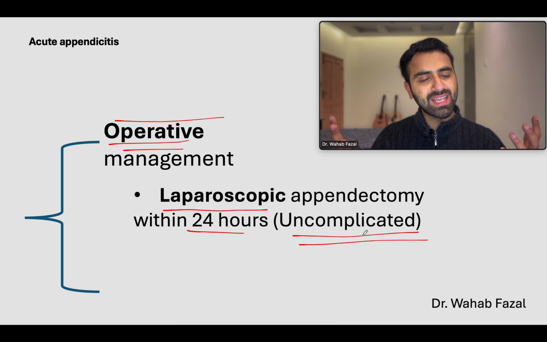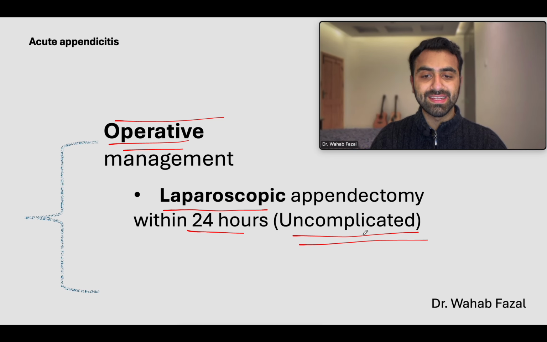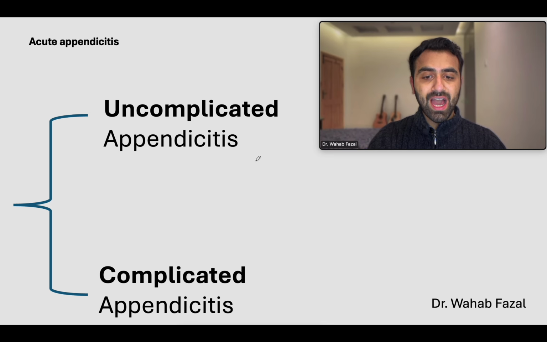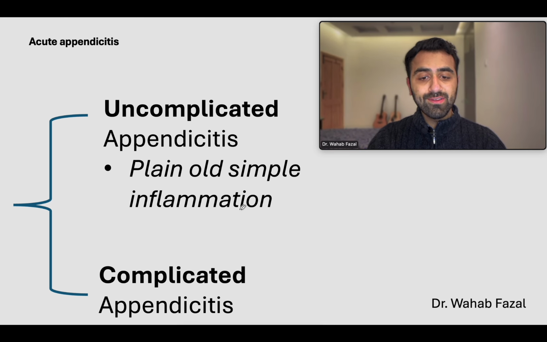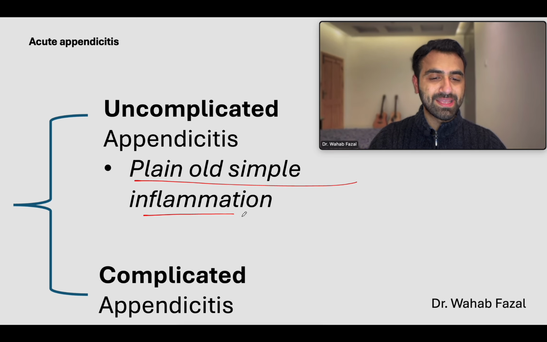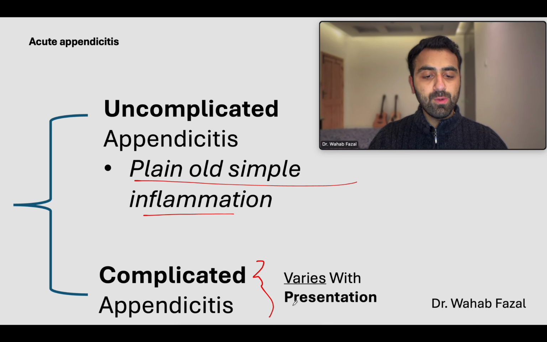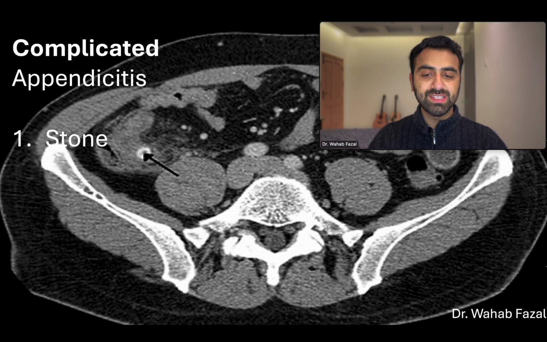So what is uncomplicated and complicated appendicitis? Let's look at that. Uncomplicated is basically plain old simple inflammation, nothing else. You just have inflammation of the appendix. So what could be complicated appendicitis? And then what do you do with it? Well, that depends on the presentation. Let's look at complicated appendicitis.